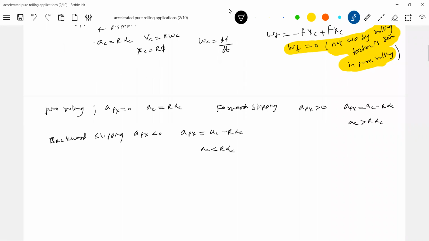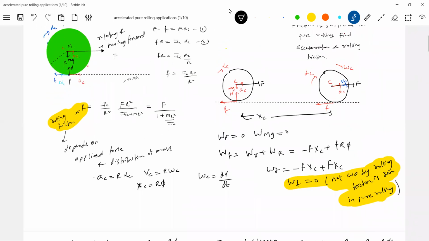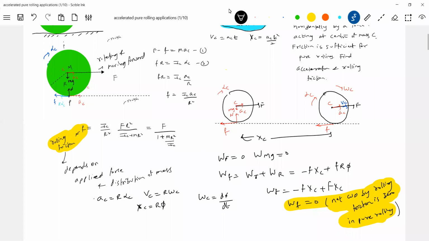Next, let me come back again. I'll keep on increasing the applied force. Rolling friction will also increase. Sir, is there any upper limit for rolling friction? What is the maximum permitted value of any friction? It should be limiting friction. So for any value of applied force, will the rigid body roll? The answer is no.